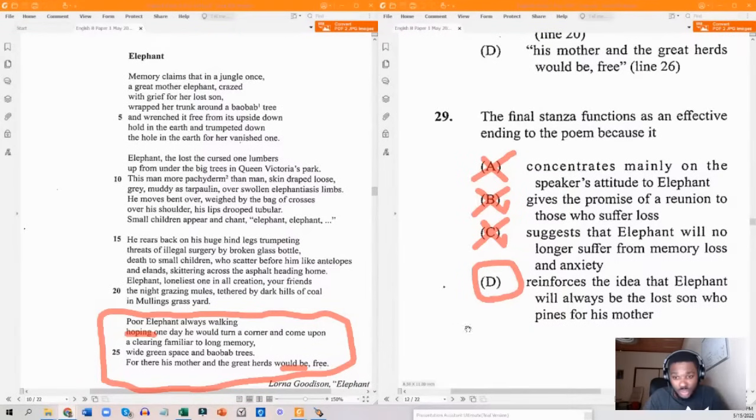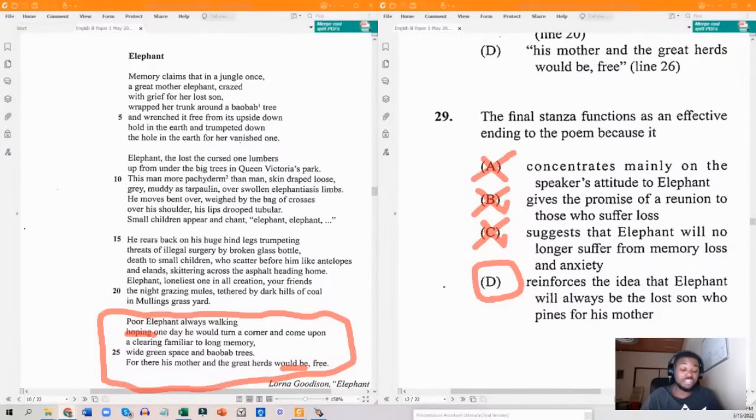Poor elephant, always walking, hoping one day he would turn a corner. It didn't say one day he will turn a corner. He's always hoping. So my answer is D. And believe me, if your answer is B, I can't really blame you too much. I won't say it's a bad choice, but I chose to go with D because I don't see a promise in the last stanza. There's just no promise based on my reading of the poem.